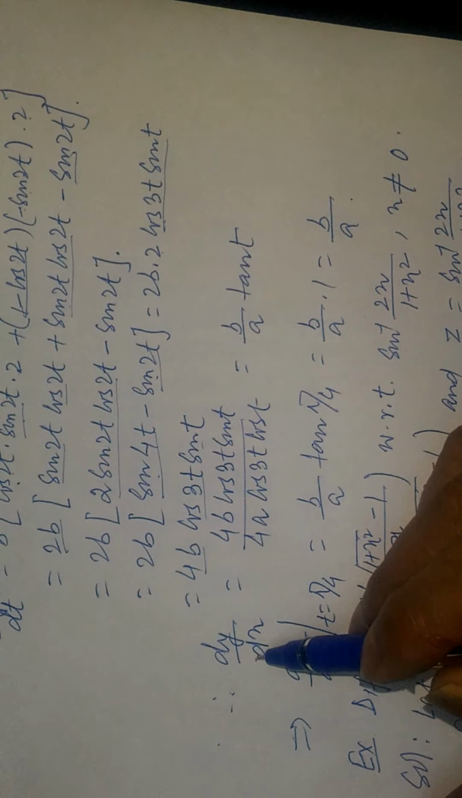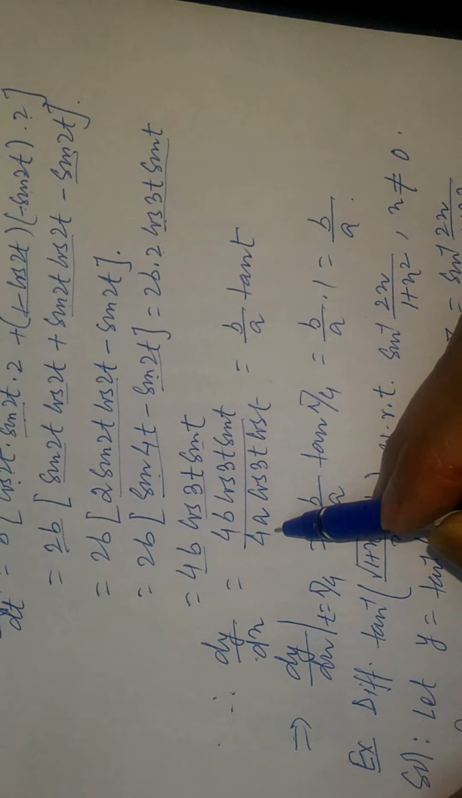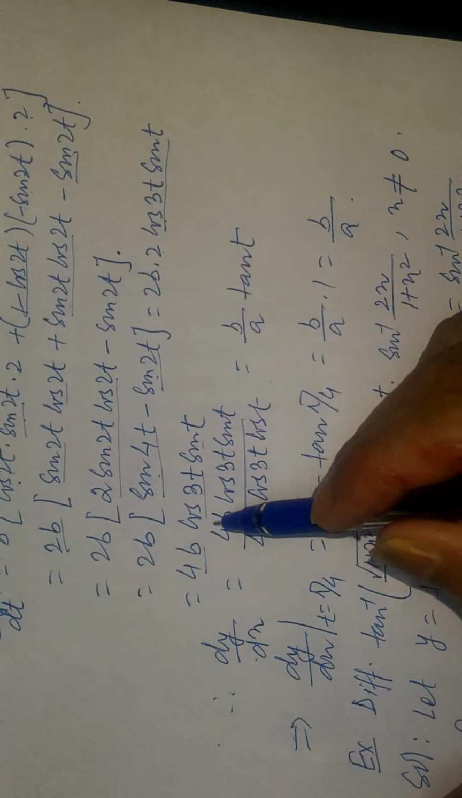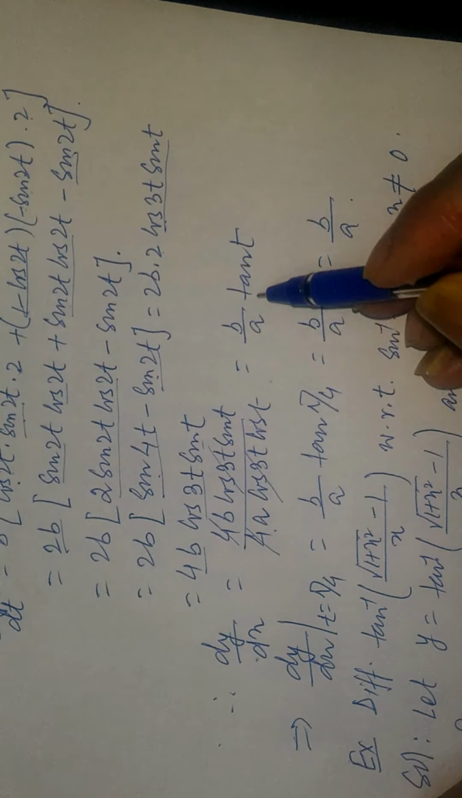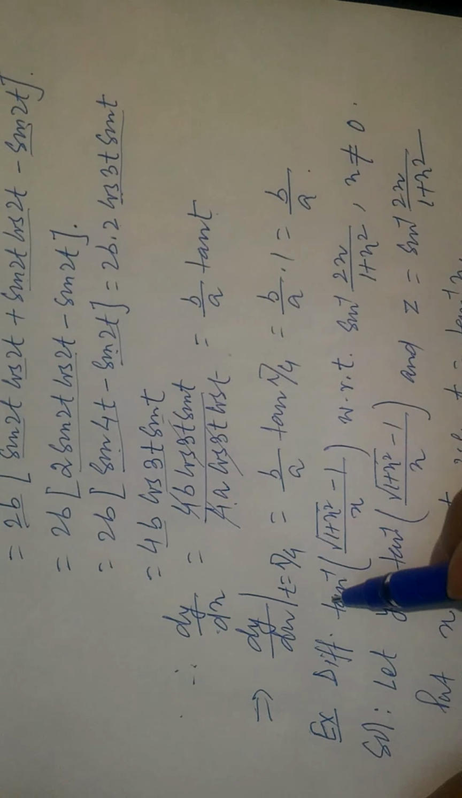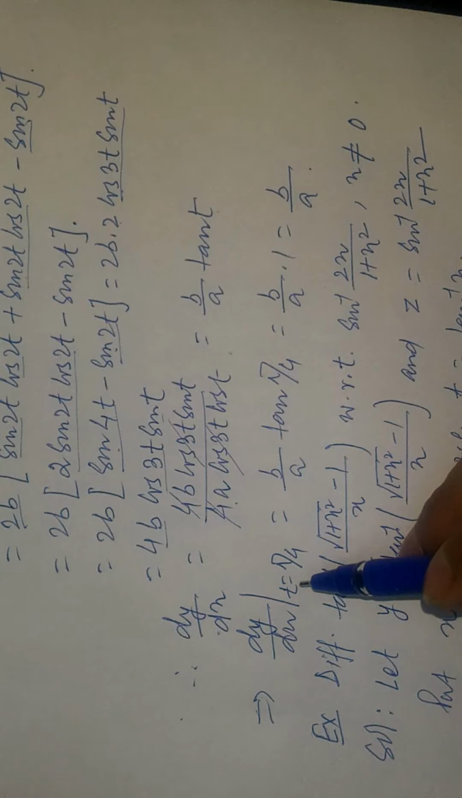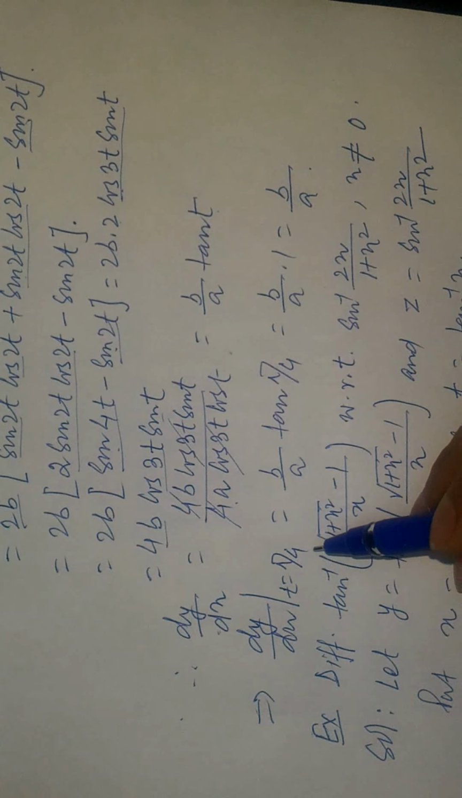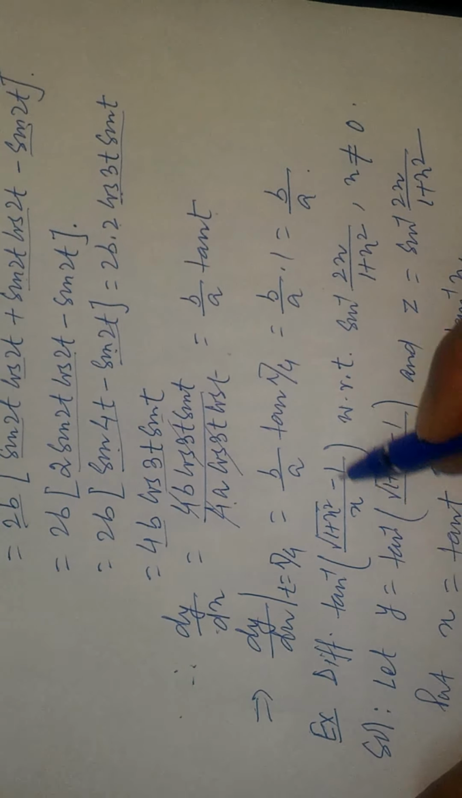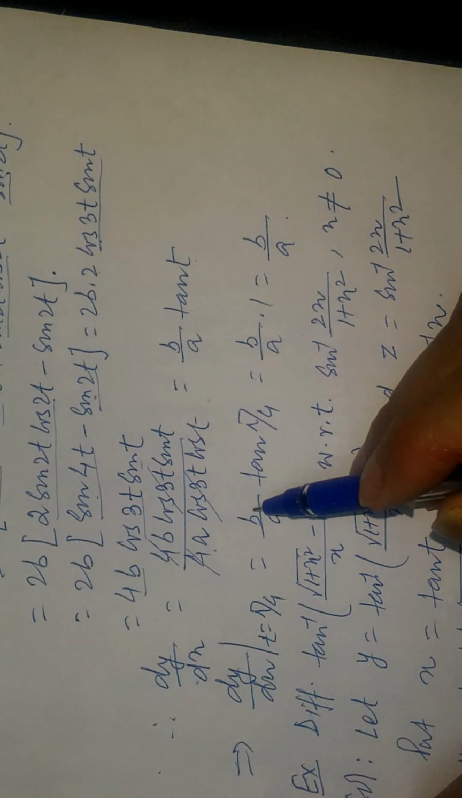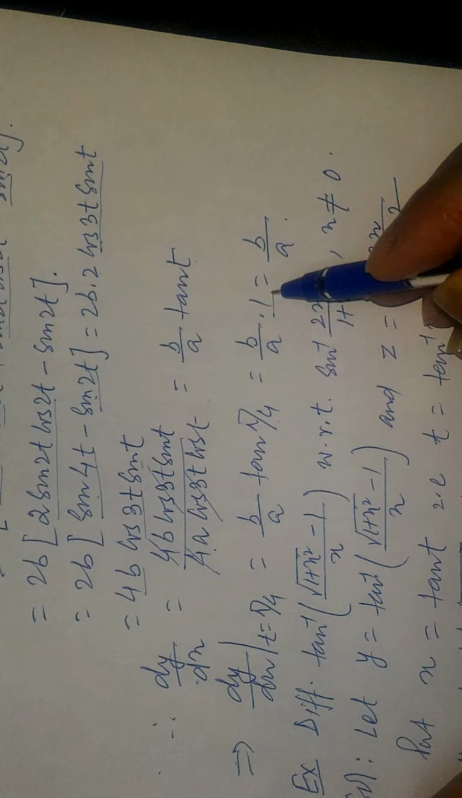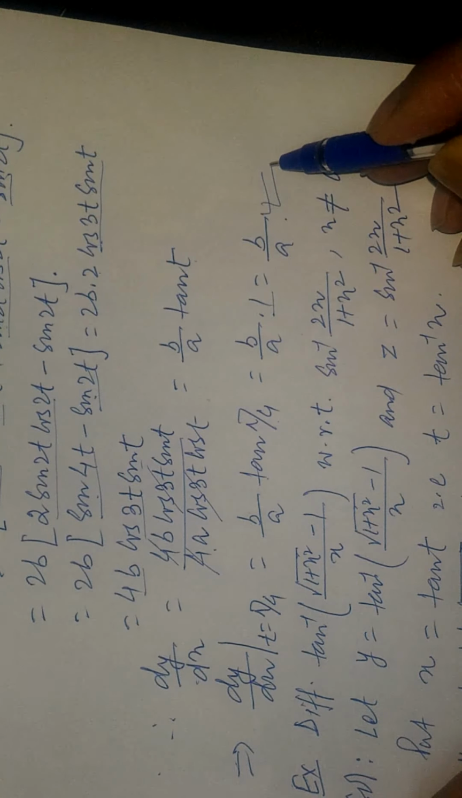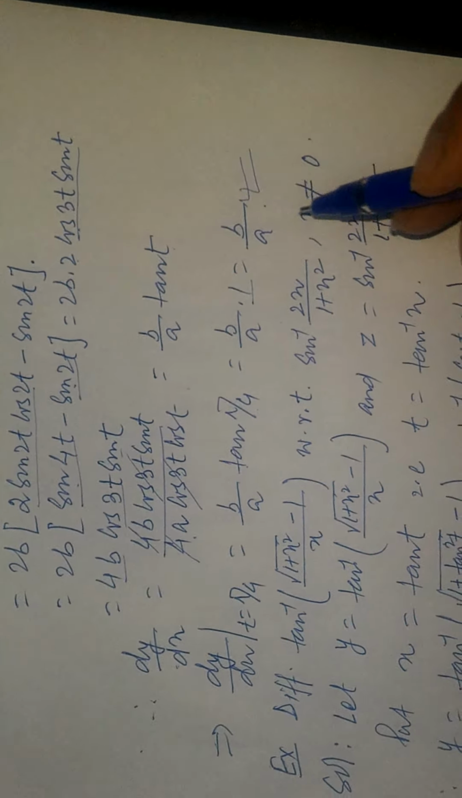Now dy by dx again, dy by dt upon dx by dt. So you are getting 4 cancelled, cos cancelled, b by a tan t. But you have been asked to find out dy by dx at t is equal to pi by 4. So you will be replacing t by pi by 4. So b by a tan pi by 4, and tan pi by 4 is 1. So you have got your answer as b by a.